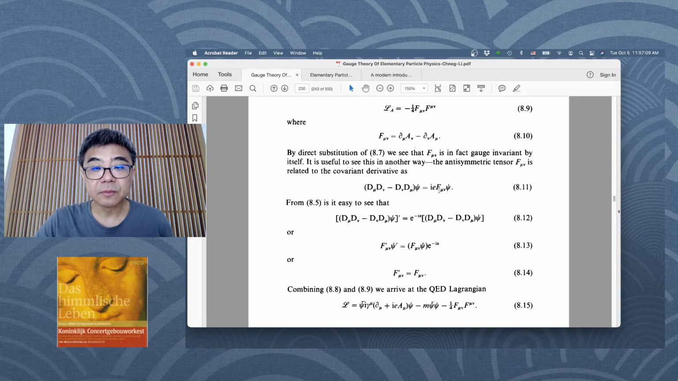Therefore, if we write this as F mu nu acting on psi prime, after the transformation F mu nu is multiplied by a phase. Then you can easily see that F mu nu after the transformation is equal to itself before the transformation. So it's an easier way to derive that F mu nu, the anti-symmetric tensor, is gauge invariant.